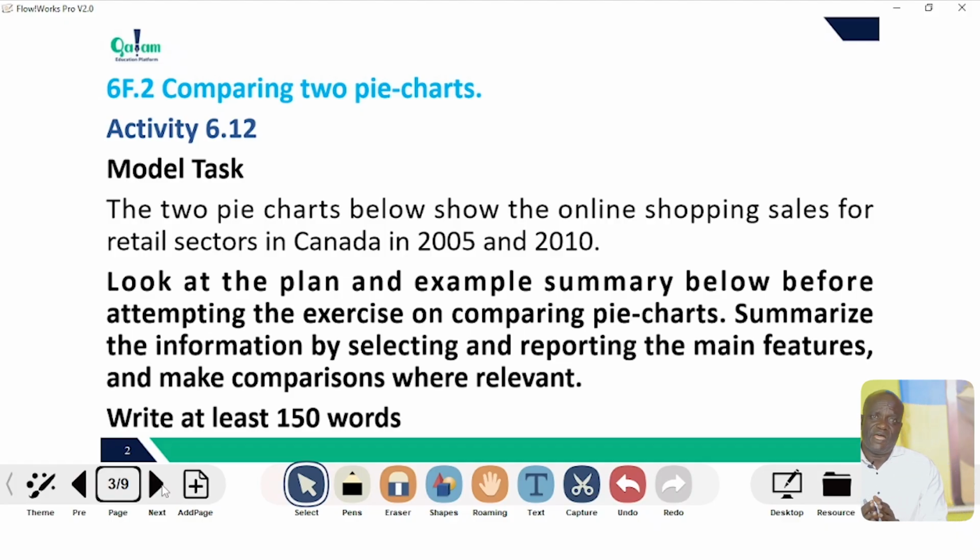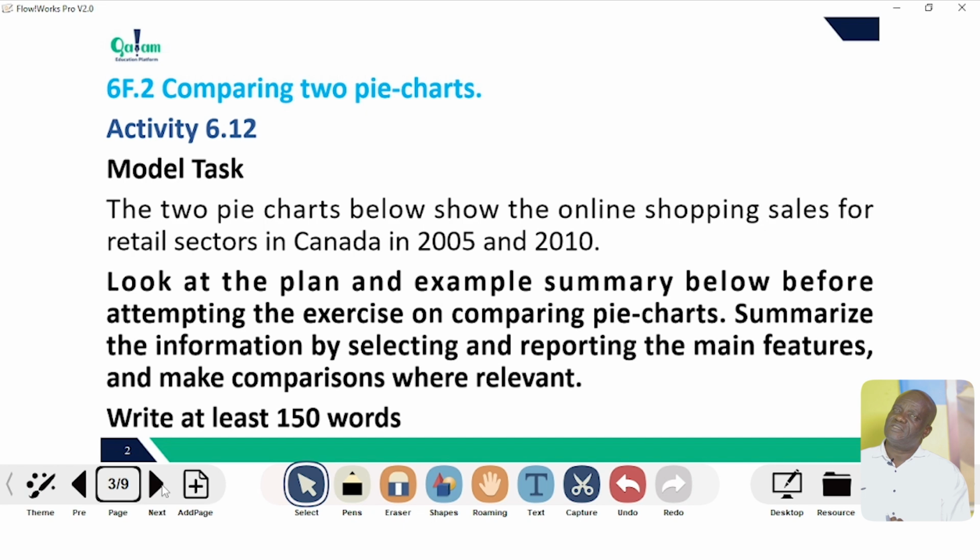Welcome, welcome. So now we are going to look at comparing two pie charts. You know, pie charts are graphs which carry a lot of information that you can interpret and extrapolate as you write into prose or whatever.